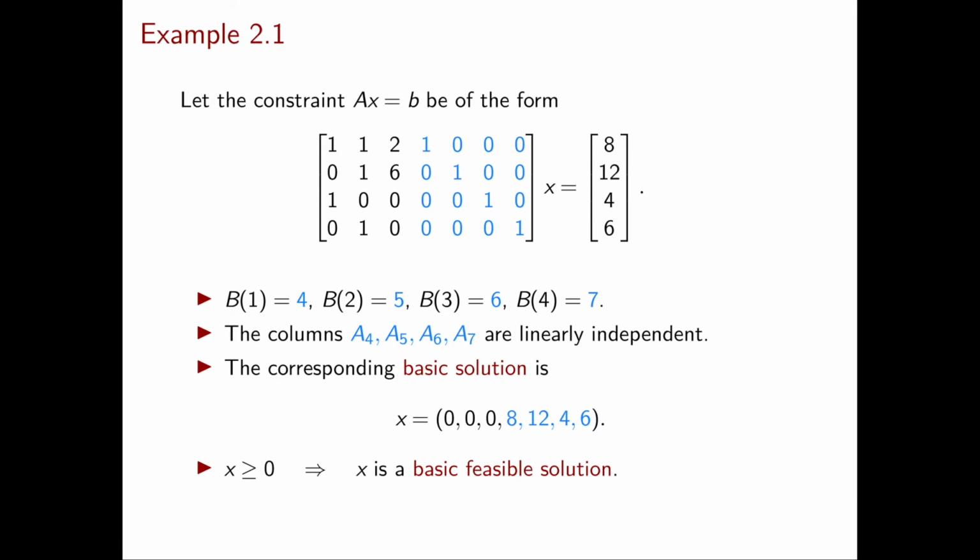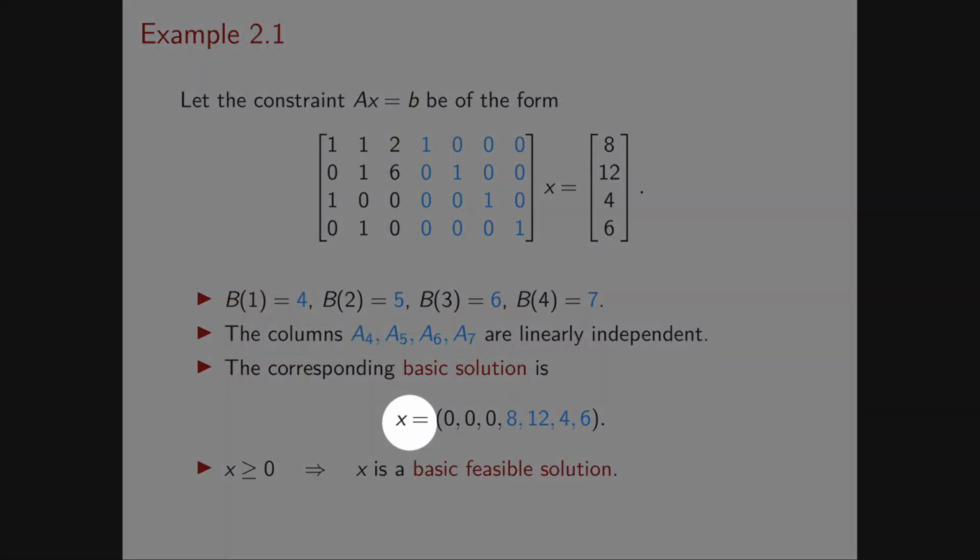Now I can check if this is a basic feasible solution or not. So I only need to check if x is feasible. Of course, it satisfies all the equality constraints by construction, so I only have to check non-negativity. All the components are greater than or equal to 0, so x is a basic feasible solution.